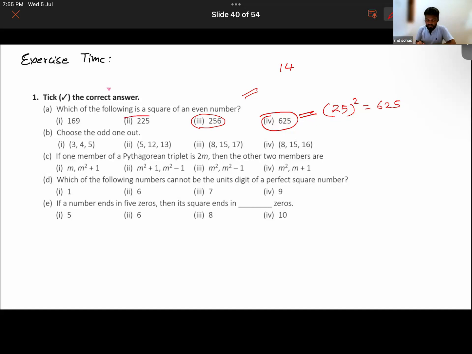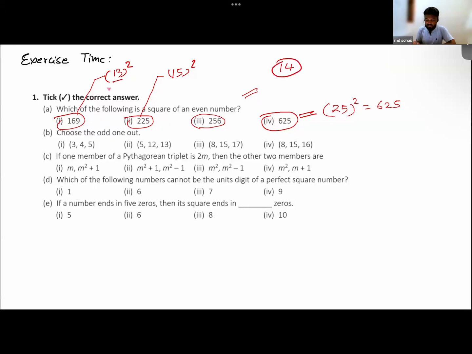No, sir. Look, 225 is the square of 15, right? 169 is the square of 13. Okay. And then 14 squared is how much? 196 or 256? 196, clearly. Okay. So what do we conclude from here? None of the above, right? In fact, 256 is not a square number at all. We can check that as well.